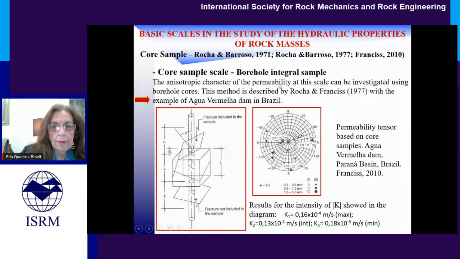The anisotropic character of the permeability can also be investigated through cores at the scale of core samples. This method is described by Rocha and Franciss in 1977 with the example of Água Vermelha in Brazil. Here in this left figure, we can see the sample from the borehole showing fractures that are included in the sample and some not included in the sample. Using this methodology, the permeability tensor was determined at many scales and in many directions of boreholes. They obtained that the maximum and intermediate tensor are of order of magnitude 10⁻⁴, and the minimum tensor is of order of magnitude 10⁻⁶.